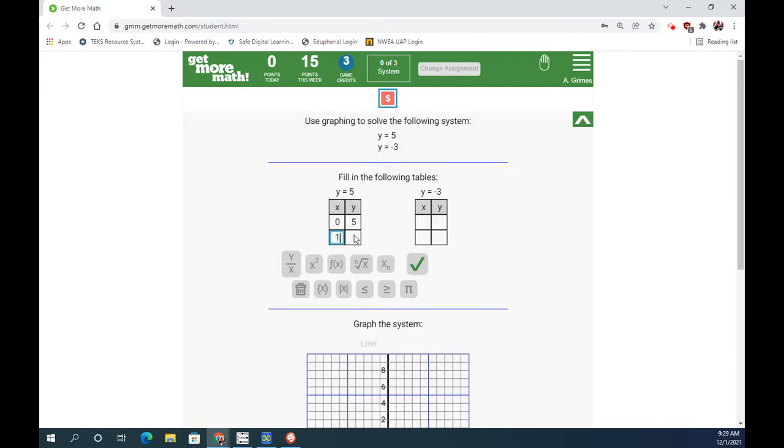When it's y equals 5, the value will always be 5. So you can just go to 1. You don't even need your calculator for this. 5. Check that one off. Don't move to the next table until you get to a green. Don't hit the check mark until it's green. You're just using the arrows to move around.